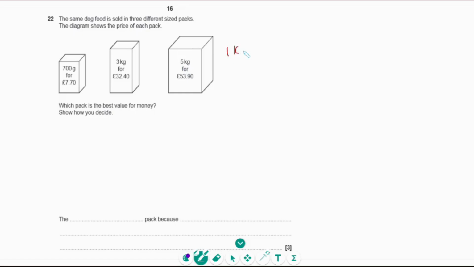So for the bigger one, if we divide the £53.90 by 5, we'll get 1 kilogram. I did 53.90 divided by 5. 1 kilogram of this medium one, we need to do £32.40 divided by 3. So 1 kilogram, £10.80.